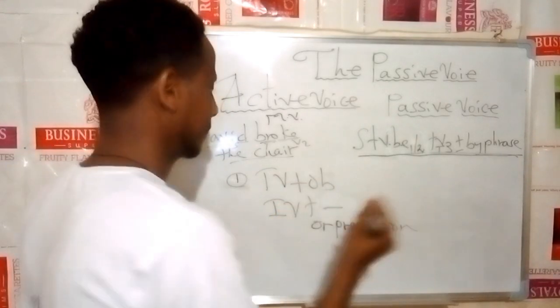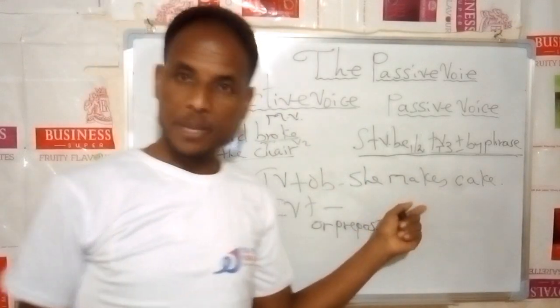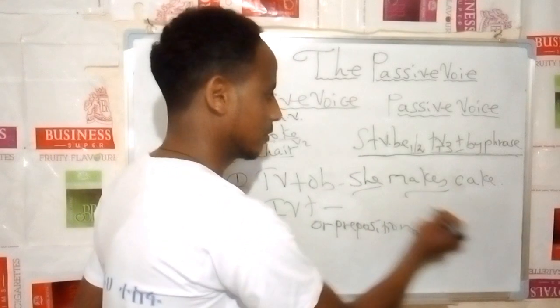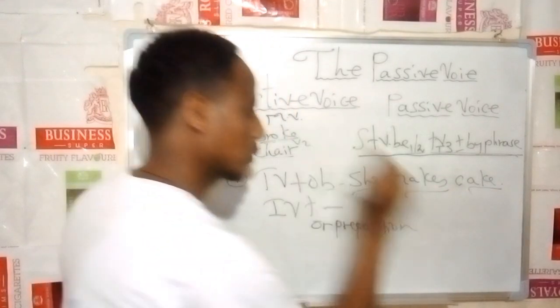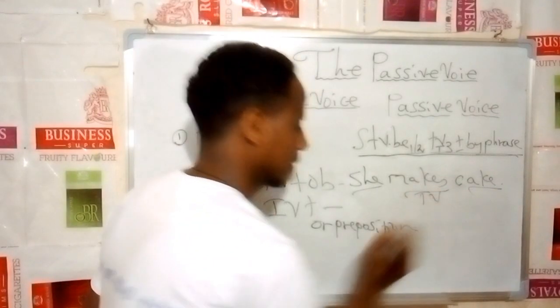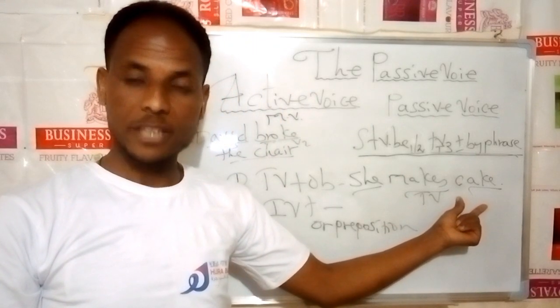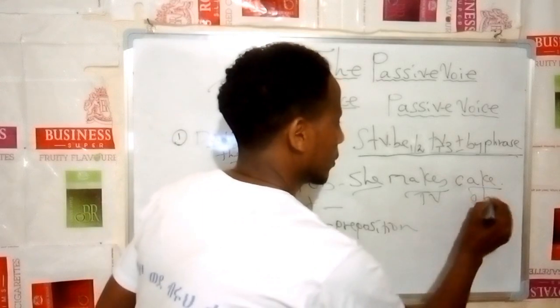A verb is transitive if it is followed by an object. An example? Okay. She makes cake. In this sentence, this is the subject, this is the verb, and this is your object. So the verb is transitive. It is transitive because it is followed by the object cake. So this is your object, cake.